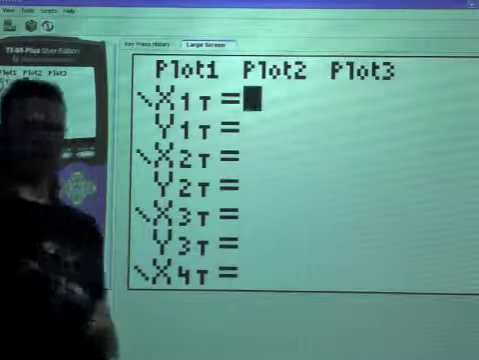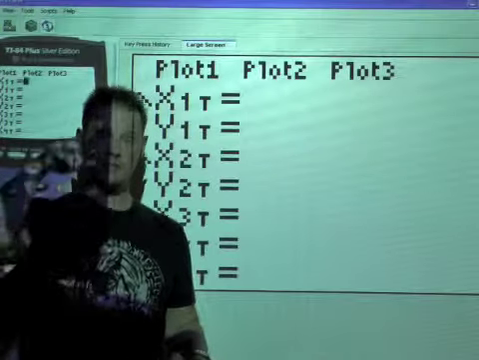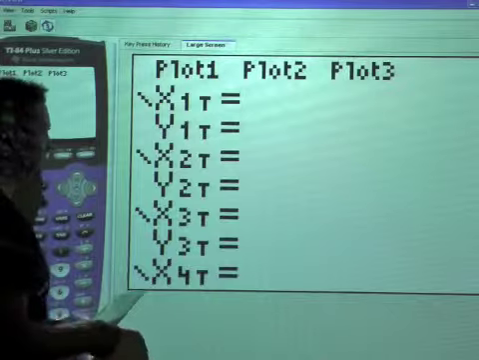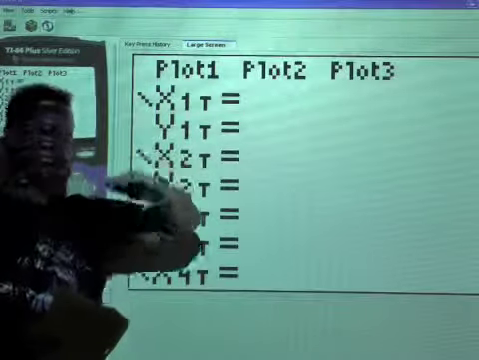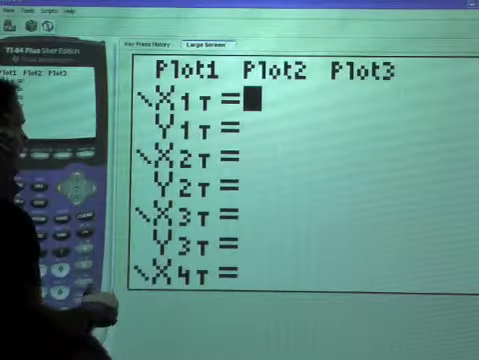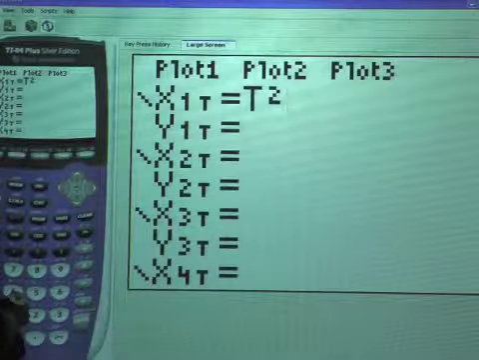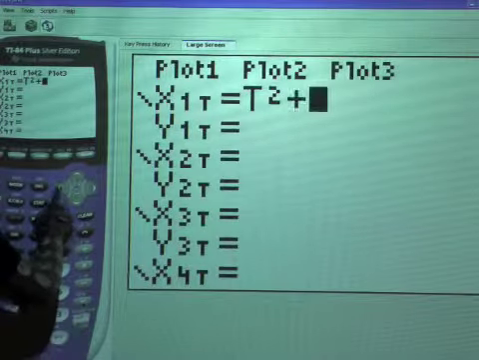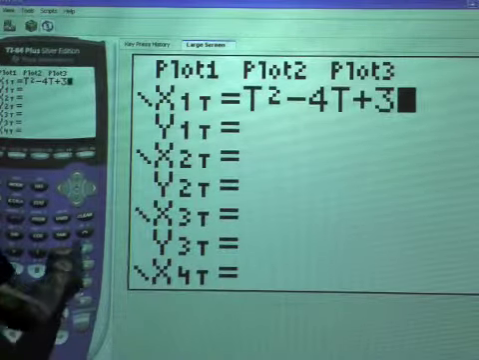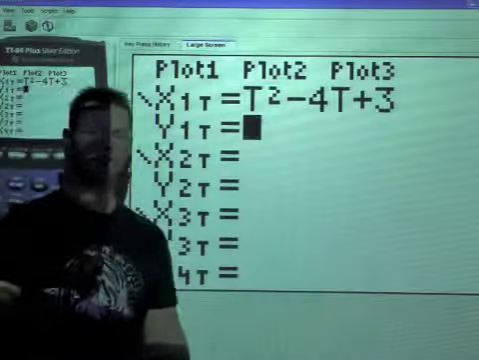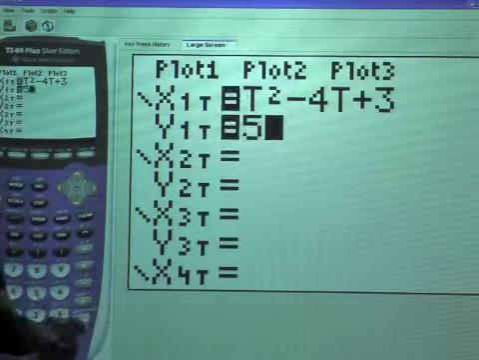Okay, now remember this problem had to do with horizontal motion, left and right. We could have also done this with the vertical motion. But what I'm going to do here is the x is going to change and the y is going to remain the same, because we're not going to travel up and down at all. So I'm going to enter my position function, t squared minus 4t plus 3. And for my y, I'm just going to put in some constant, like the number 5, so that it'll just stay at 5.